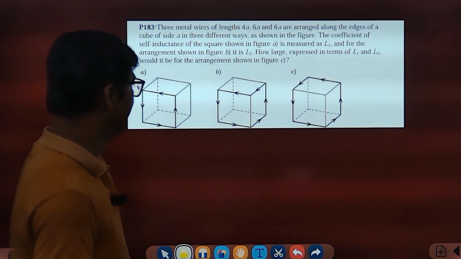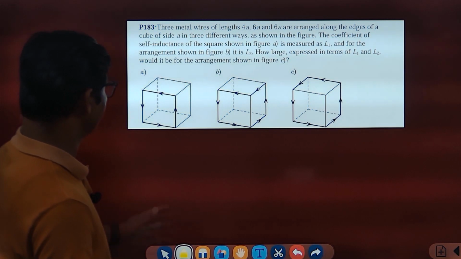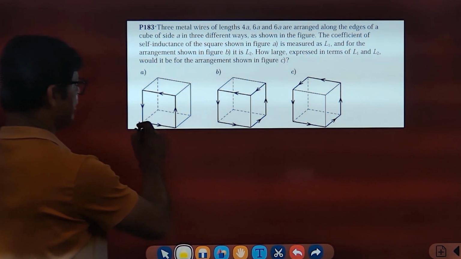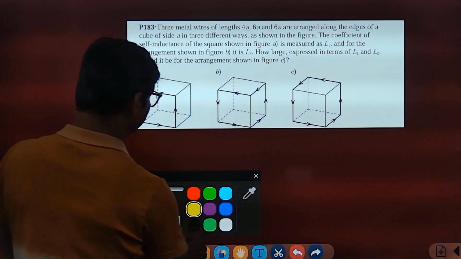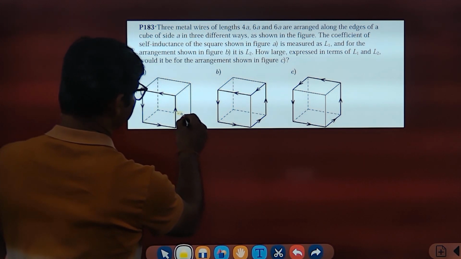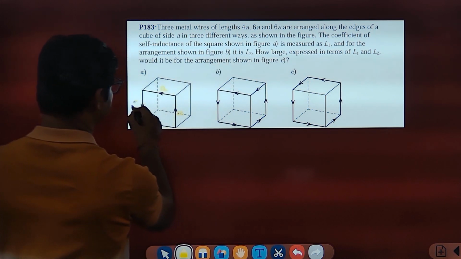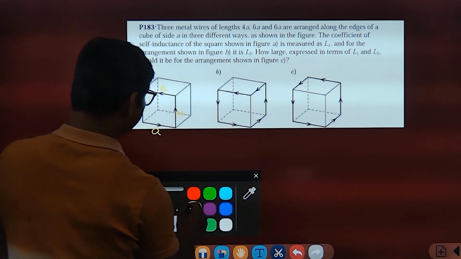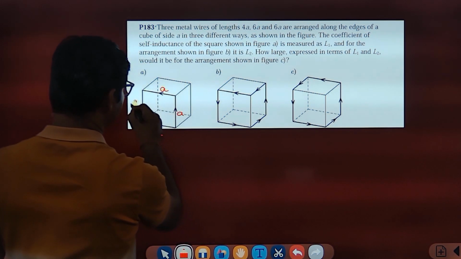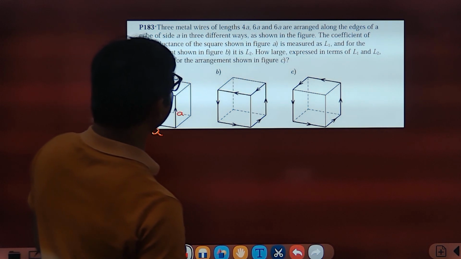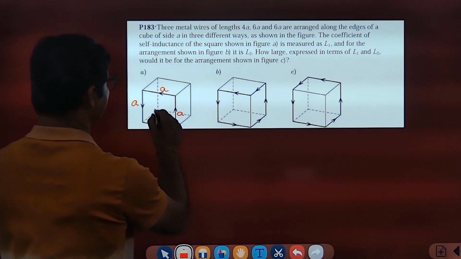So, I hope you have attempted this question, you have read this question carefully, and if you see this question, then here we have a square loop of side length A. As you can see, total wire length is 4A. So, side length is A, side length is A like this, side length is A. So, this is the square of side length A, and its inductance is L1.